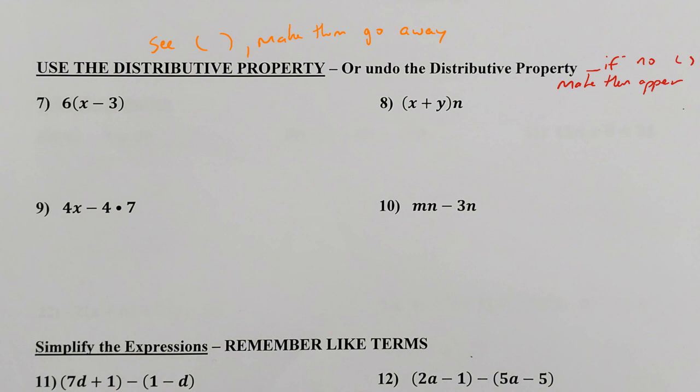All right, so remember I call this the pizza delivery guy. So number 7, 6 is the pizza delivery guy. He's going to go over to X's house, 6X. Then he's going to go over to minus 3's house, becomes minus 18. Done. That's it. 8. Guys, just remember, with multiplication, 3 times 2 is the same thing as 2 times 3. So that means it doesn't matter that the n is on the left. You're still going to distribute.